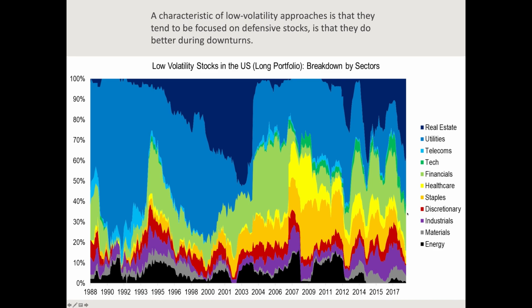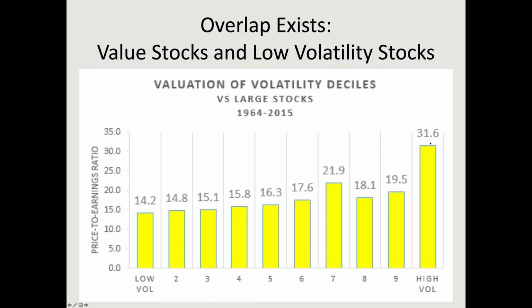Now, if you compare value stocks and low volatility stocks, right, this is a valuation of the volatility deciles versus large stocks, what you find is, again, the PE ratios for low volatility stocks tend to be lower than the PE ratios for high volatility stocks. So PE ratios, that's how we also look at valuation. These are growth stocks, and these are value stocks. They have lower PE ratios. So there's an overlap in some of these factors that we're studying, and there's an overlap between value and low volatility as well. There's sufficient distinction between them, however, that they are considered separate factors.